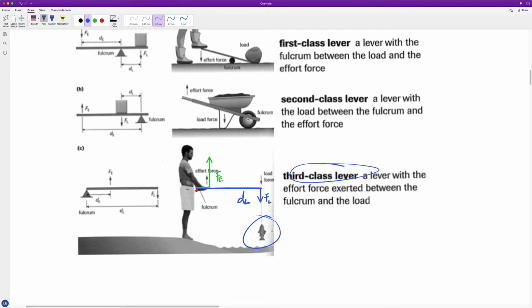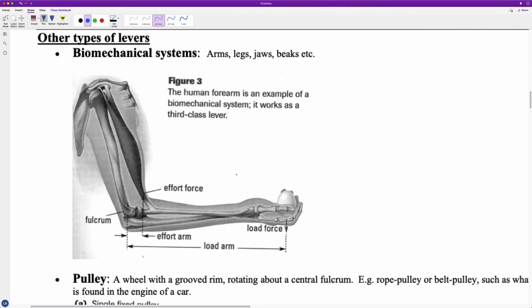So sometimes with a lever system, we're not looking for the physical effort to be less. We're looking to have the load move a larger distance. Another example is a crane. This is another example of a third class lever. The human body has actually evolved to exploit these types of levers as well. And our arm is actually an example of a third class lever. So let's take a look.